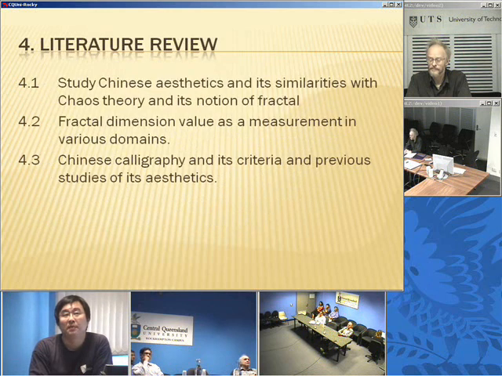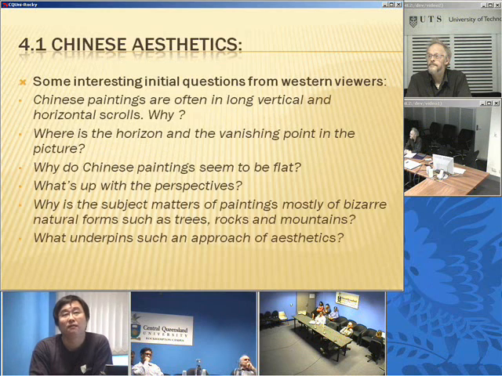The literature review is mainly on three aspects. First, a study of Chinese aesthetics and its similarity with chaos theory and its notion of fractal. We also need to study using the fractal dimension value as a measurement in various domains. And thirdly, we need to study Chinese calligraphy, its history, its criteria, and the previous study of its aesthetics. So firstly, we need to study Chinese aesthetics.